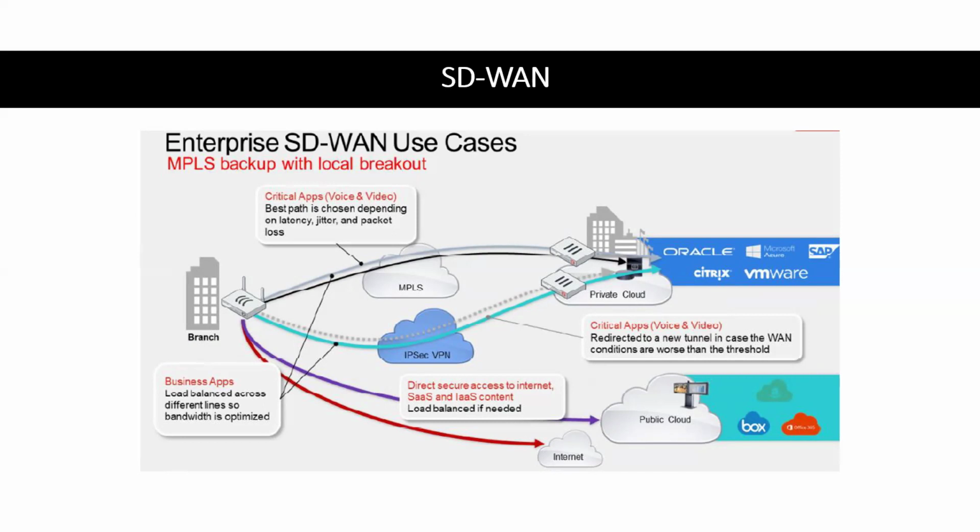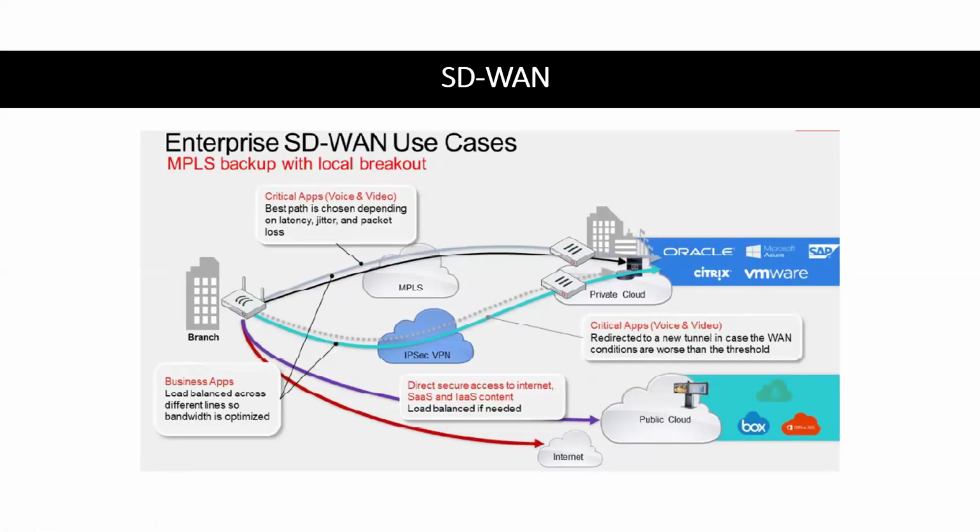Also, non-critical traffic is load balanced across different lines to maximize bandwidth or minimize costs. At that same time, the branch can have direct secure access to the internet, which improves the cloud application performance and can load balance SaaS and IaaS content if needed. So that's MPLS with local breakout.